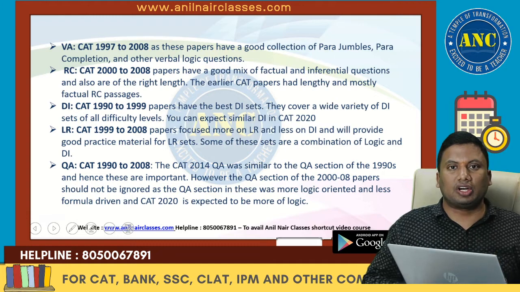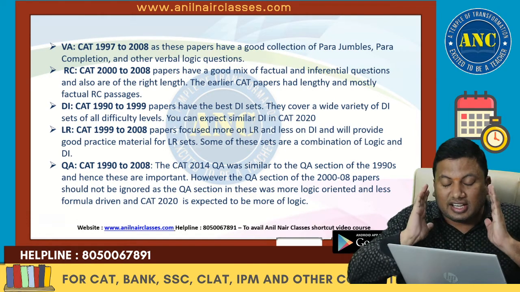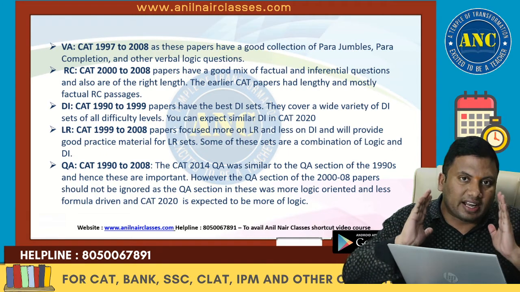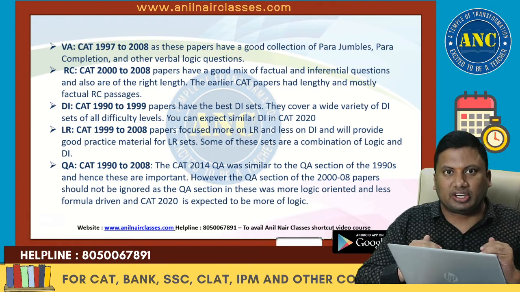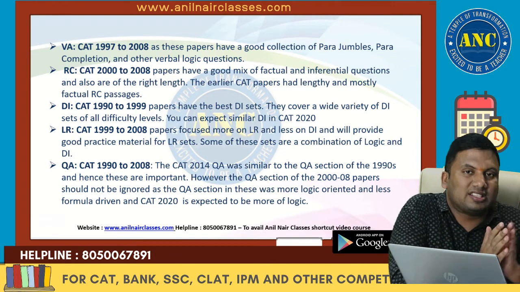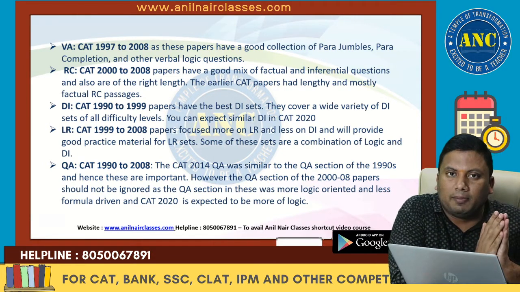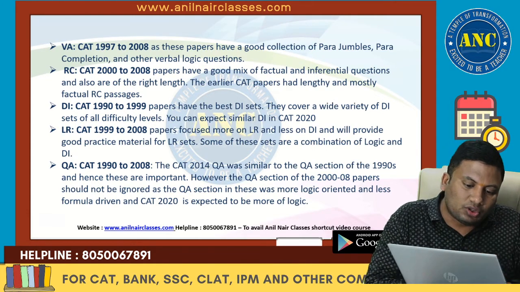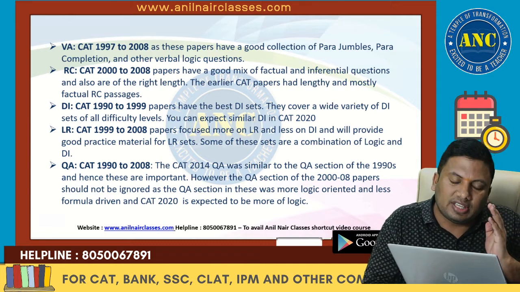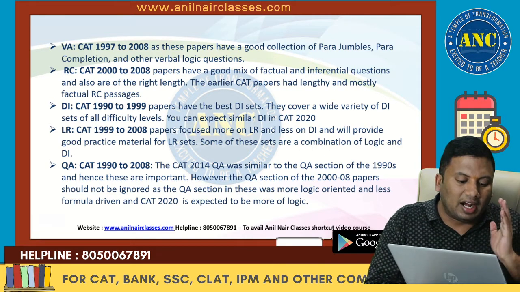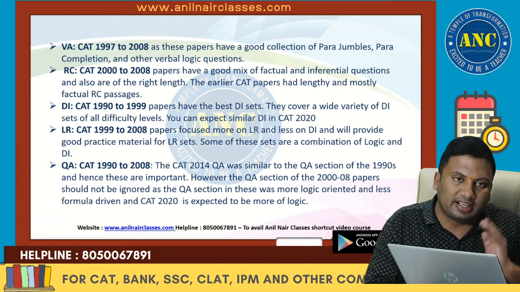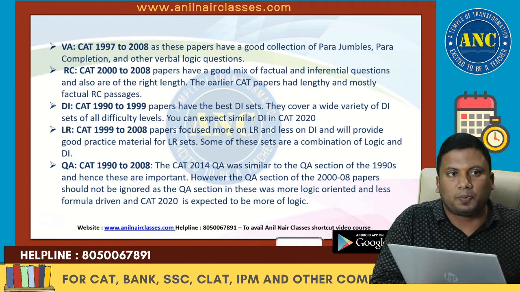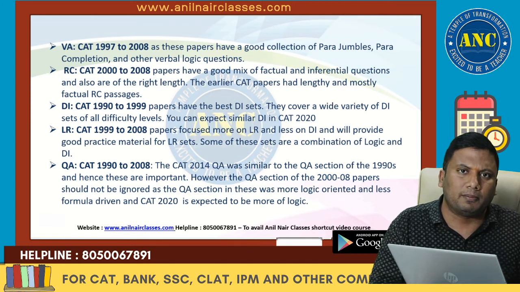Kindly take a screenshot of this. If you are a serious and sincere CAT aspirant and want to go through previous year CAT papers for each section, there are a few papers of extreme importance. Verbal ability 1997 to 2008, RC 2000 to 2008, DI 1990 to 1999, LR 1999 to 2008, and quantitative aptitude 1990 to 2008. Go through these previous year CAT papers whenever time permits.